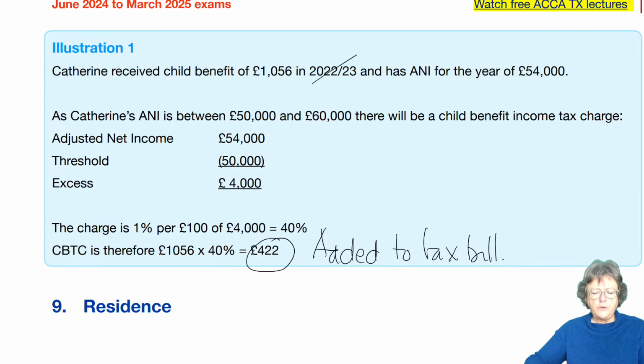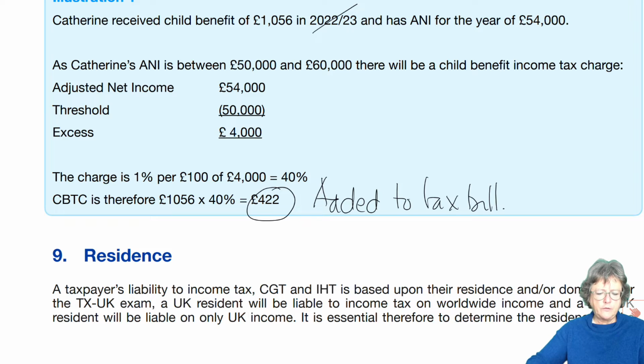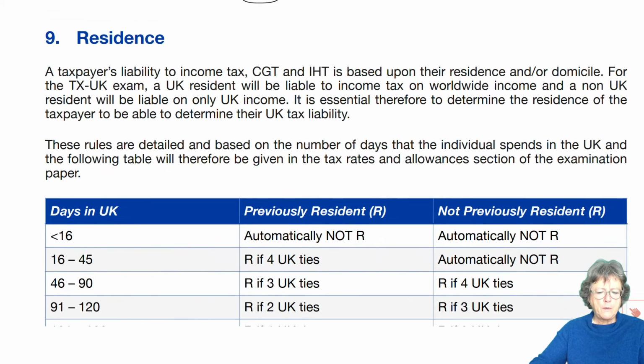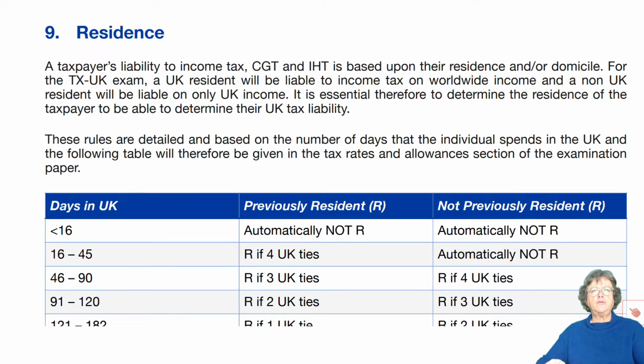So let's move to the next topic, which is residence. It's an important topic that's been introduced into the TX exam. Now the rules are decidedly complicated, but you'll be pleased to know that the next couple of pages is all the information that you require in order to be able to do this.